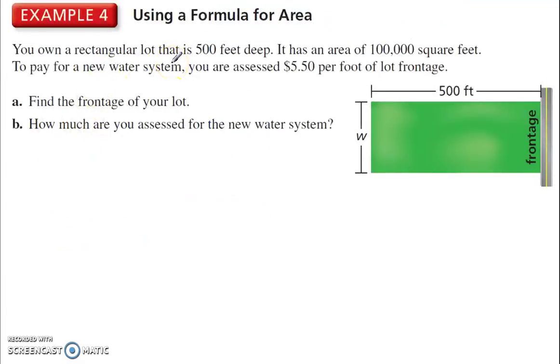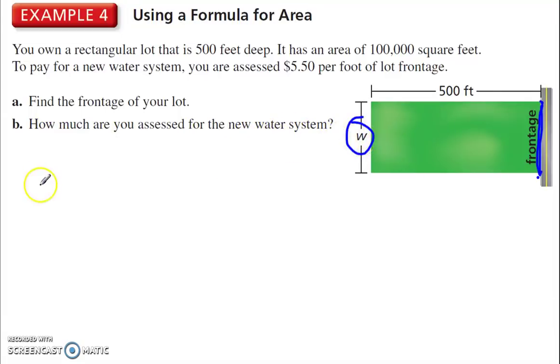All right. You own a rectangular lot that is 500 feet deep. It has an area of 10,000 square feet. To pay for a new water system, you are assessed $5.50 per foot of lot frontage. Frontage means what's at the front, at the road. So in this case, that's the width. So find the frontage of your lot. How much are you assessed for the new water system?